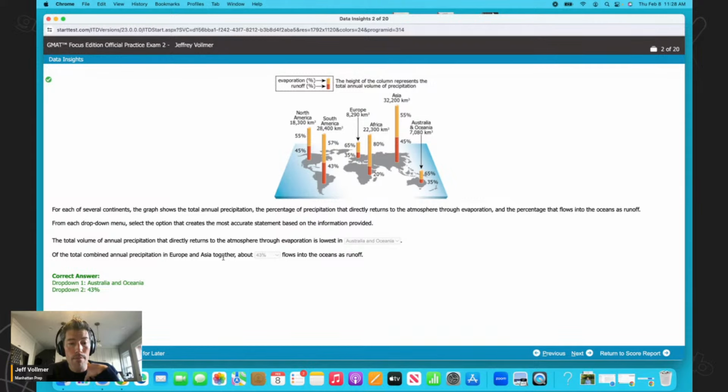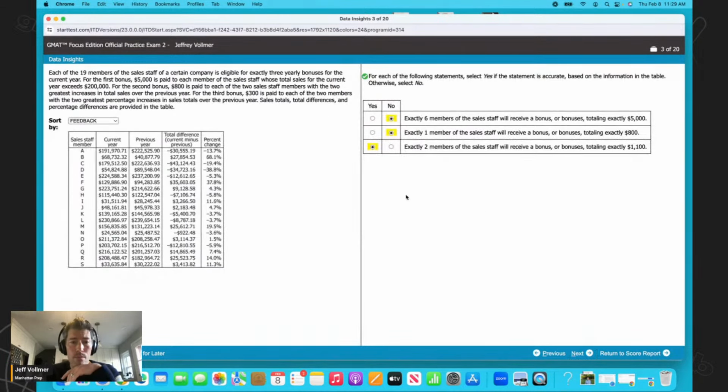And then, yeah, another weighted average problem. The first two questions are kind of weighted averaging here. Looking at Asia and Europe together, we're looking at runoff, so 35 and 45%. Those are the bounds. So it's somewhere between 35 and 45%, and it has to be closer to 45 because Asia has so much more total volume. I think there's only one answer between 40 and 45, 43%. Could use the calculator, don't need to. Cool. Hopefully this one was pretty self-explanatory.